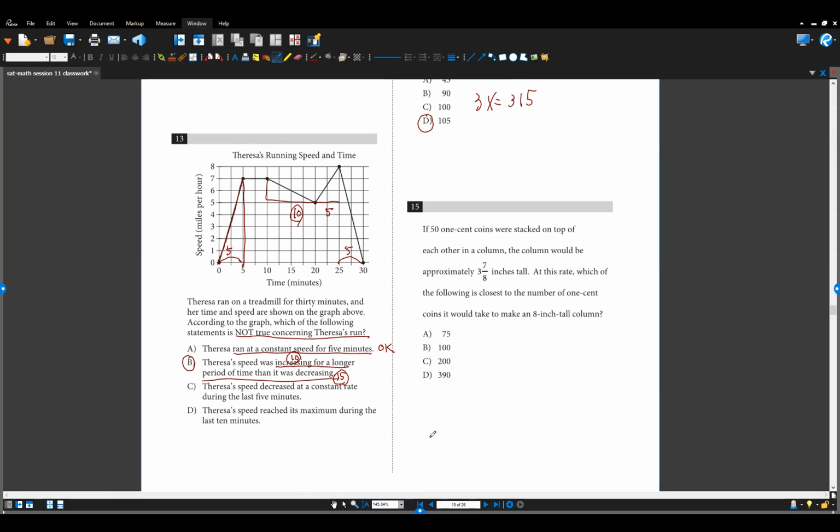Okay, number 15. We have a stack of 51 one-cent coins, one on top of the other. The column is this much tall. At this rate, which of the following is closest to the number of 1-cent coins if we have a stack 8 inches tall? If we have 8 inches tall, how many coins are there? You can use cross multiplication. So 31 over 8 times x equals 8 times 50, which is 400. It's a reciprocal, 8 over 31, isn't it? So I'm going to calculate.